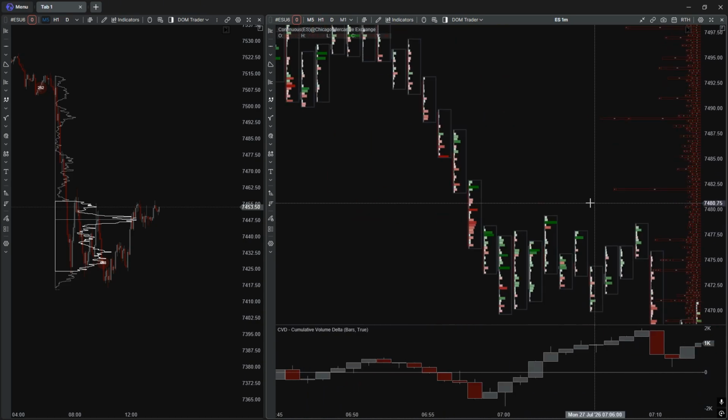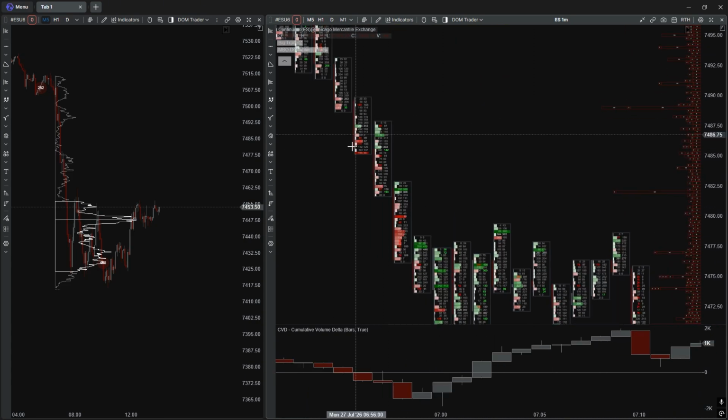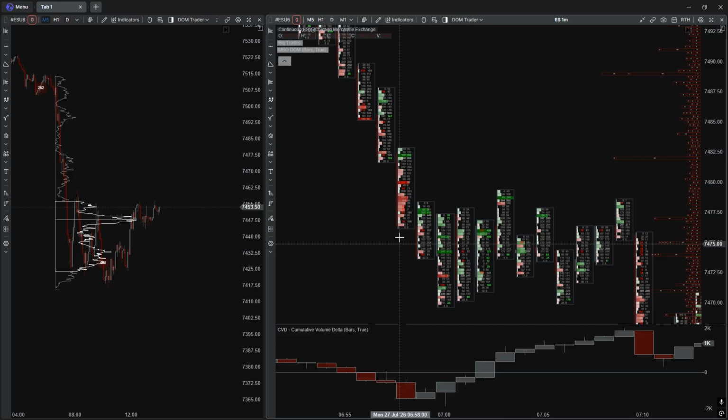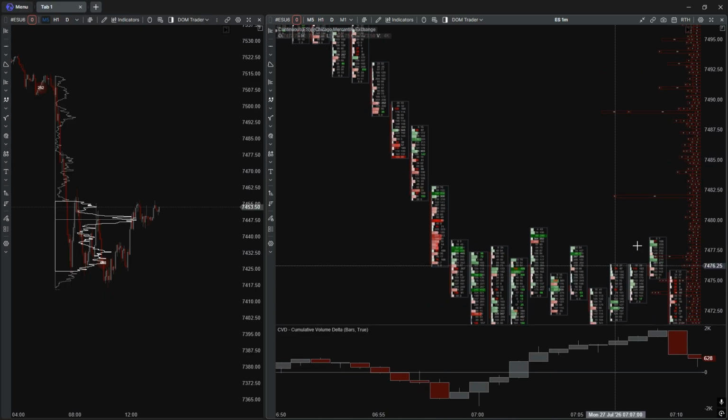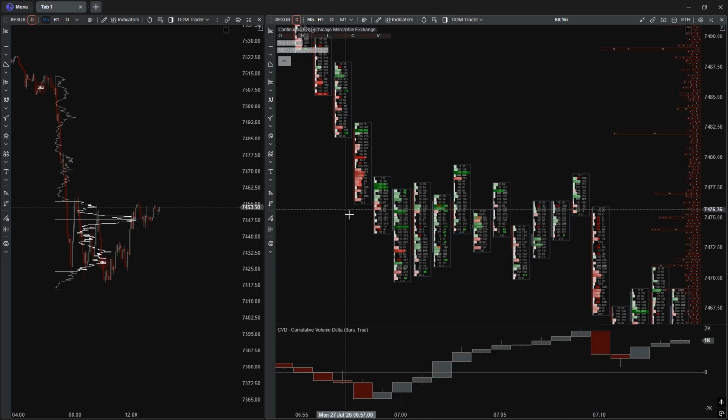When you open up a delta profile, this is a TOS with delta and the bid and ask. I forget which one is which, but it doesn't really matter. So this is a TOS with the delta profile. You could use Deepcharts, Motivewave, doesn't really matter.